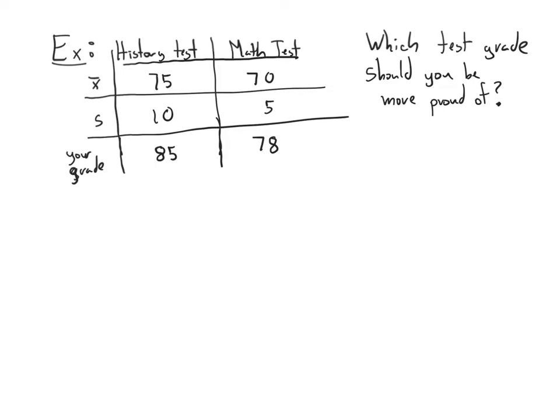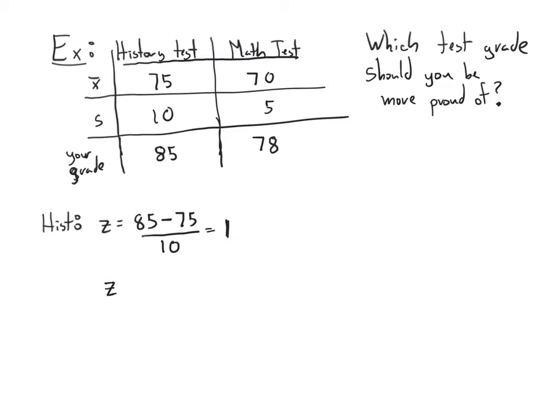So, let's calculate these. Let's do the history test first. So, the z-score is, well, we got a score of 85 minus a mean of 75 over a standard deviation of 10. So that's 85 minus 75 is 10. 10 over 10 is 1. So your score of 85 is exactly 1 standard deviation above the mean of the history test.